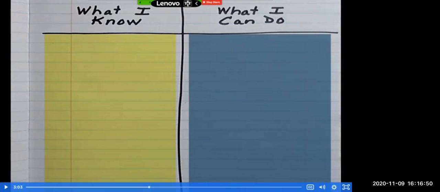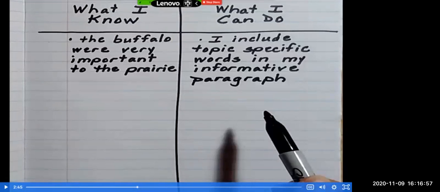Okay, so if you would like to go back and write down what Miss Sabella has written in the journal, you may do that. But I also want you to include at least 2 more things that you now know and at least 1 more thing that you can do. Okay, so you should have a total of 3 in what I know and a total of 2 in what I can do. Okay. And there's so many things that we know.